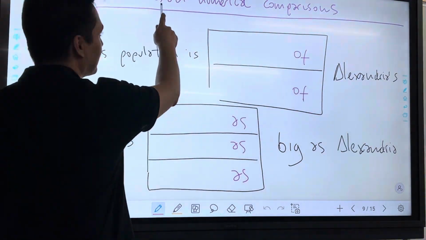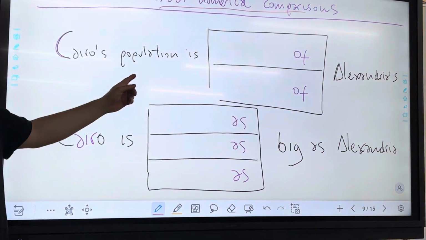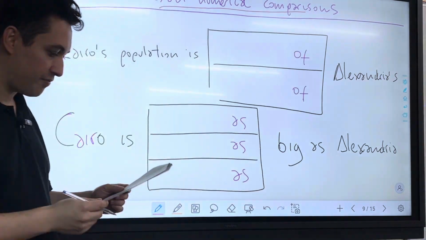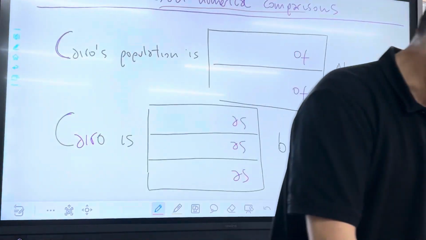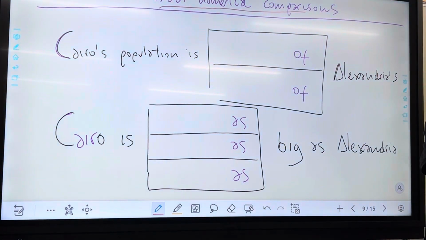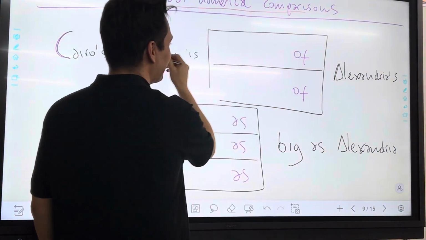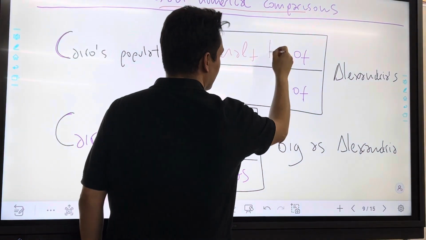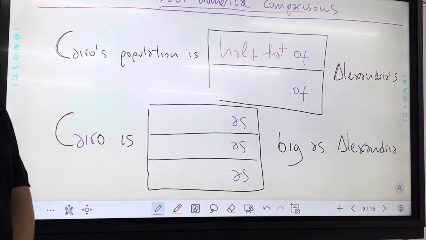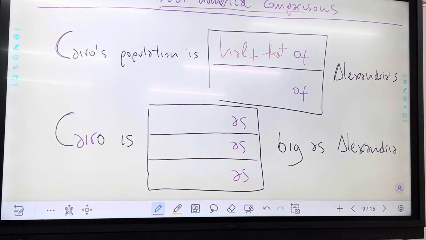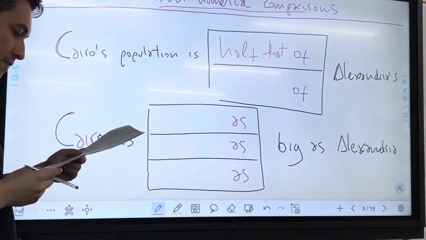To make an exact numerical comparison: Cairo's population is of Alexandria's. If I want to say, let me give it to you in Spanish. Okay, just look at me. Cairo's population is of Alexandria's. Full sentence, Danny. Very good. Twice that of Alexandria's. Did you study this before coming to class? Cairo's population is twice that of Alexandria's.